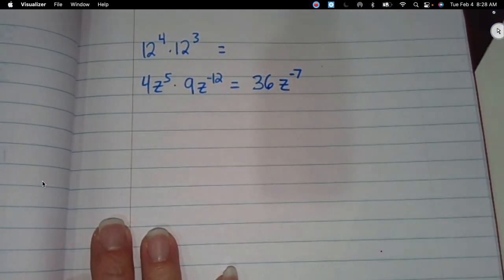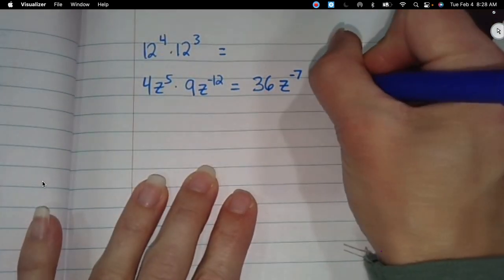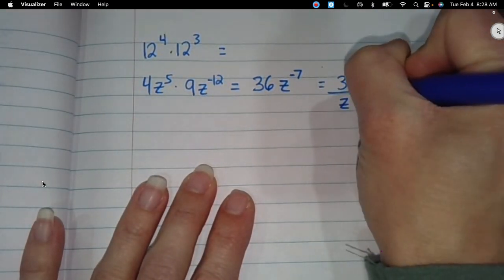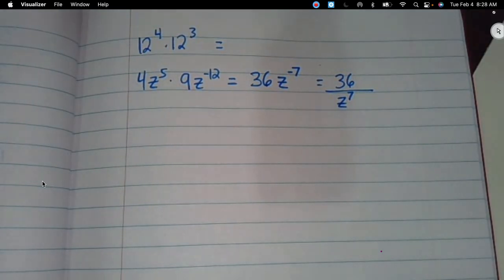Okay, is there anything wrong with that answer? Yes. What did we learn earlier today? Which would have been like yesterday's lesson or whatever. What's z? What do I do with a negative exponent? Move it down. So I get 36 over z to the 7. Okay? Do we kind of get that?